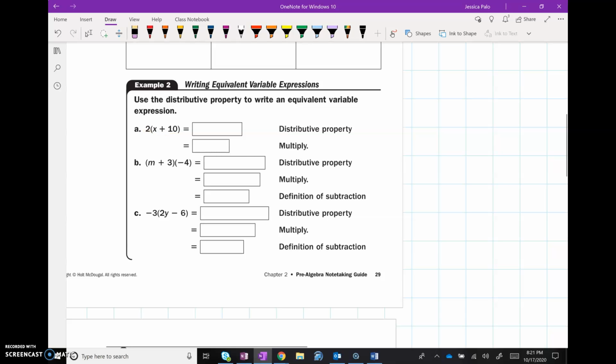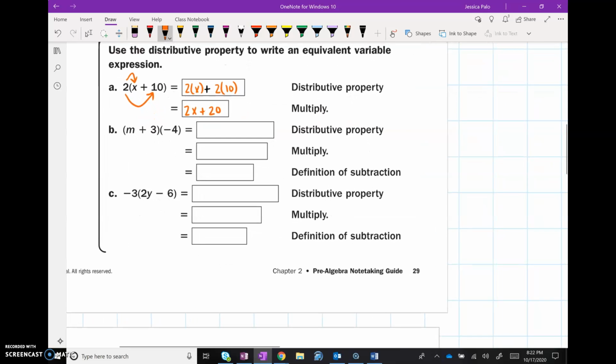So what we can do to simplify this expression is distribute the 2 to the x term inside the parentheses, and then the 2 also gets distributed to the 10 inside the parentheses. When you distribute the number into the parentheses, it gets multiplied. So we are left with 2 times x, and then we're going to use the original operation inside the parentheses. So plus 2 times 10. And then we can multiply. 2 times x is 2x plus 2 times 10, which is 20.